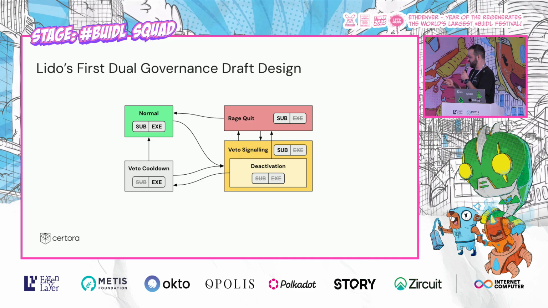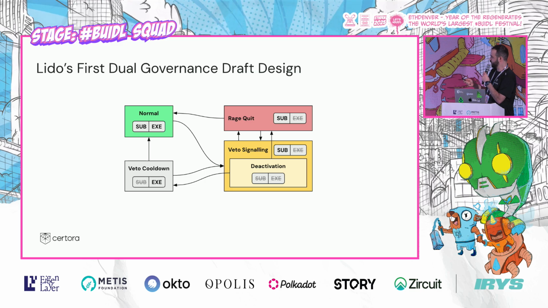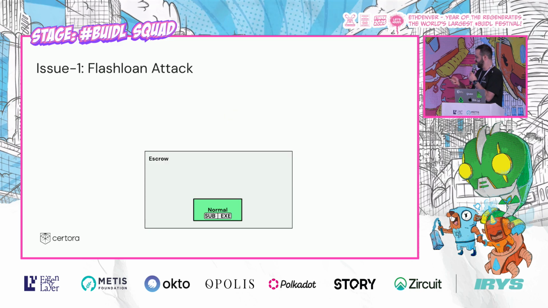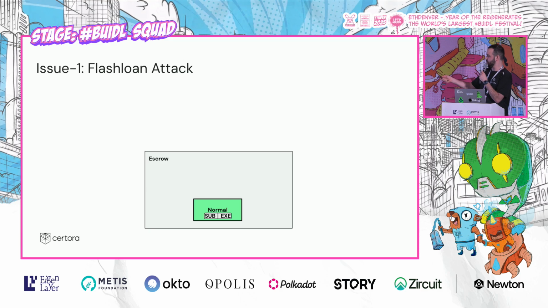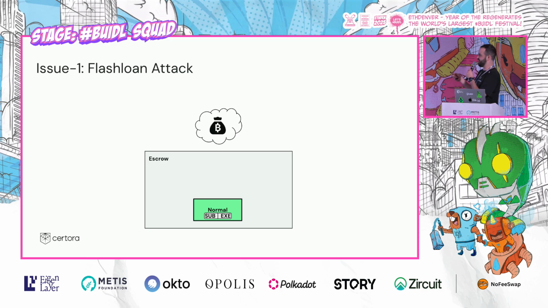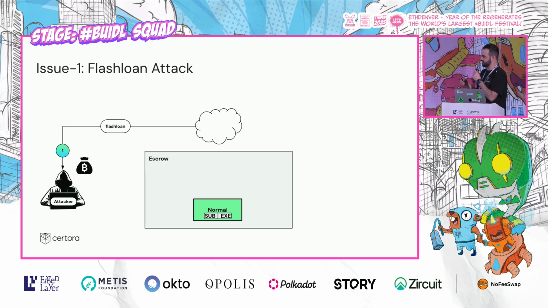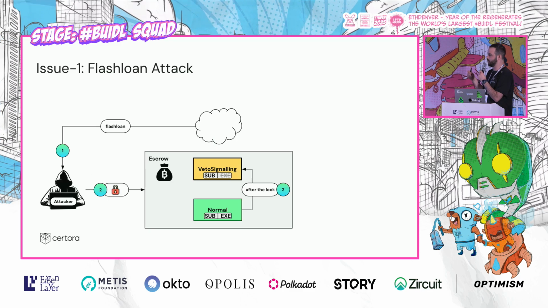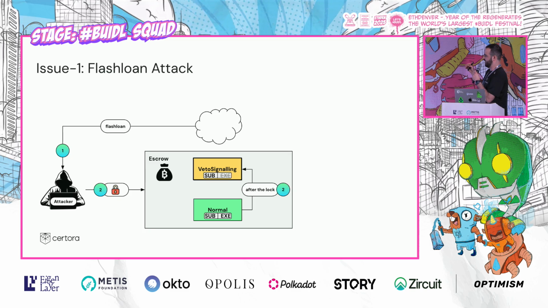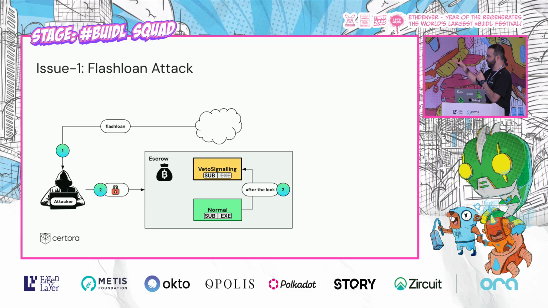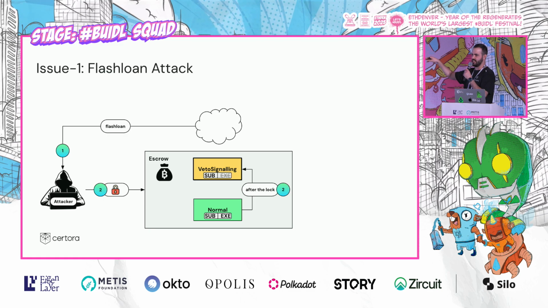So let's see what can break here. First, we have the flash loan attack. What is the flash loan attack? The flash loan attack starts in the normal state, and we have, of course, a flash loan provider. The attacker flash loans enough funds from the flash loan provider to lock inside of the escrow and trigger the veto signaling state. At this point in time, the threshold of 1% is met, so we transfer to the veto signaling state in which we can only submit, cannot execute.